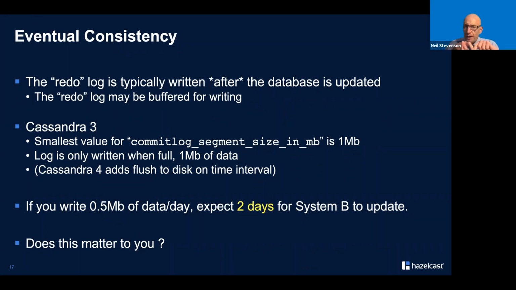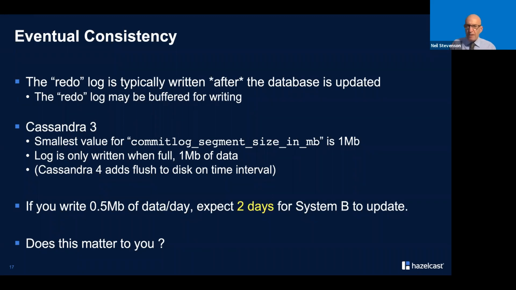So in Cassandra 3, the file in question is called a commit log. It writes it into memory and then flushes it down to disk, and it does it on a size basis. The size of that log in memory is 1 megabyte. So you have to fill up a megabyte of changes before it writes it to the disk, before it is visible for you to scrape that data from it. Cassandra 4 will do it on a size basis and on a time basis.